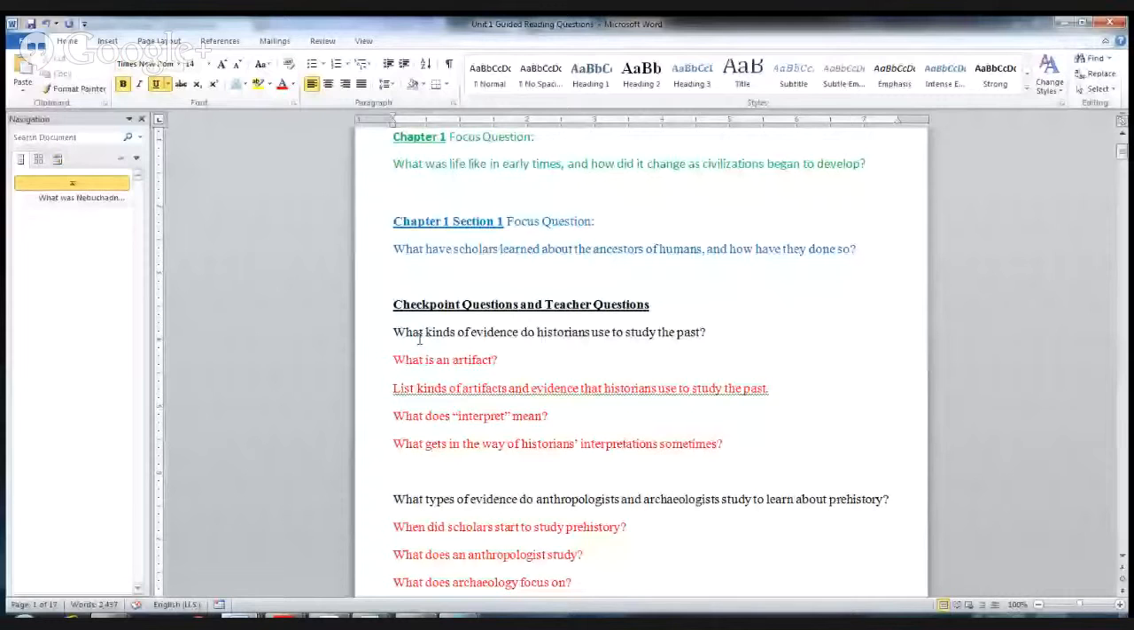Question number 1 as you get into Chapter 1, Section 1. The checkpoint question is, what kinds of evidence do historians use to study the past? As you're reading, read the question here, push pause afterwards, find the answer, and then come back, push play, and listen to the next question. So first question, what is an artifact?